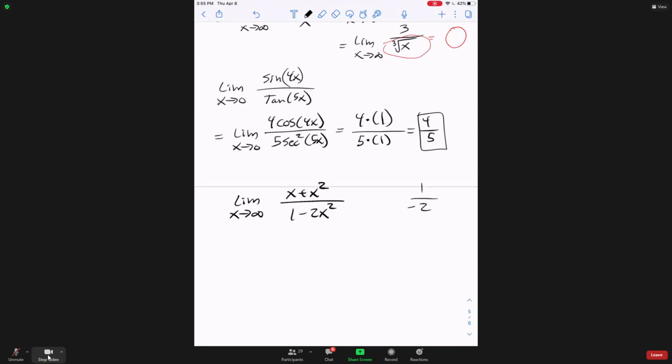So the answer should be -1/2, no? Since they're both x squareds, you take the ratio of the leading coefficients. All right, now let's not do that. Let's practice our L'Hopital's rule and see if we get the same answer. But the answer better be -1/2, or otherwise something's wrong. The whole math universe falls apart then.